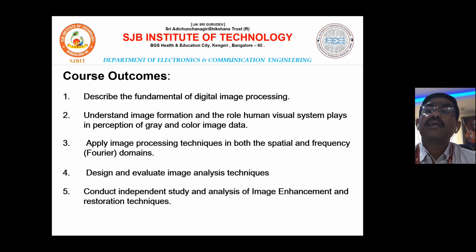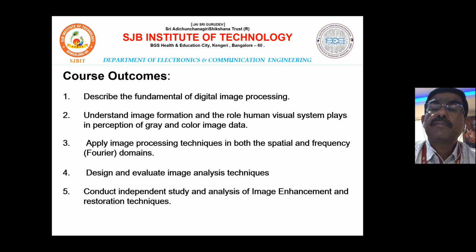And the second one is understand image formation and the role the human visual system plays in the perception of gray and color image data. So here, in the first module itself, some of the concepts we are going to explain are human perception. That is very important. In any object, it has to be considered in what way human perception works. That is why it is very important.